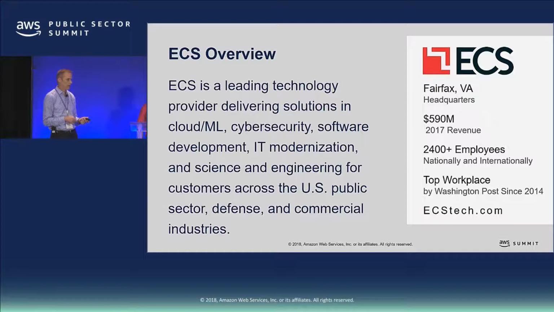Real quick, want to just give a little overview on ECS. We're a leading AWS Partner and really focused since around 2010 on the AWS ecosystem. As part of that, we also do a lot of cybersecurity. We are local in the Fairfax area, around 600 million in revenue and a couple thousand employees. And basically, that's just a little background so you know kind of who we are.